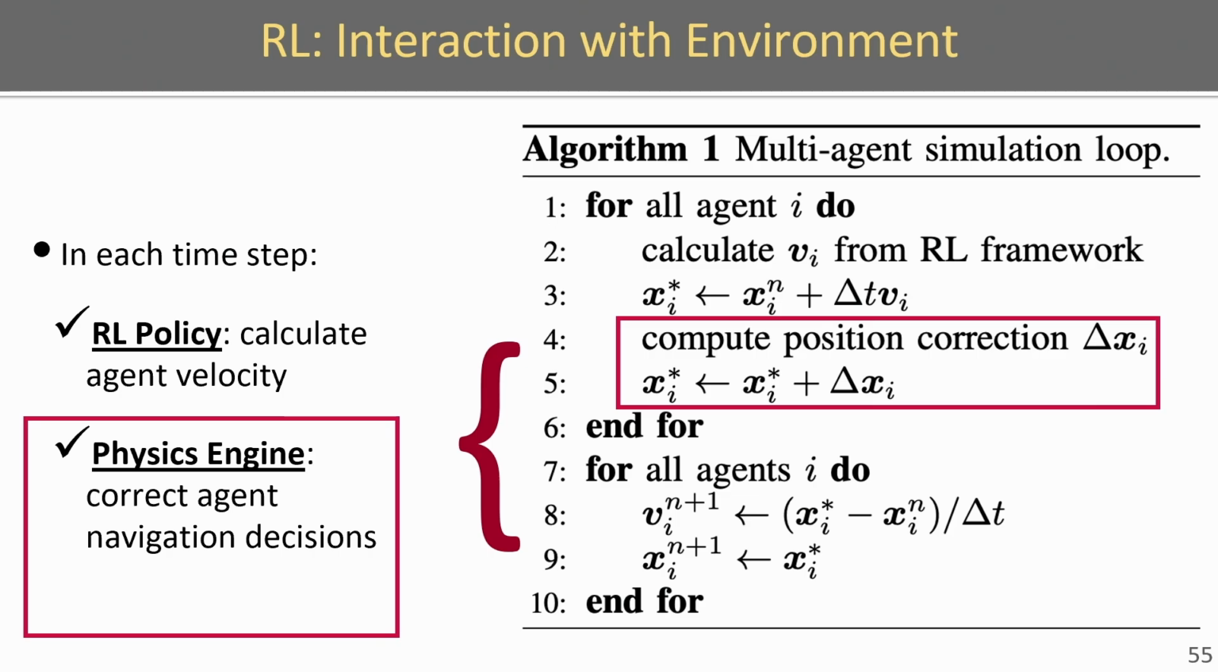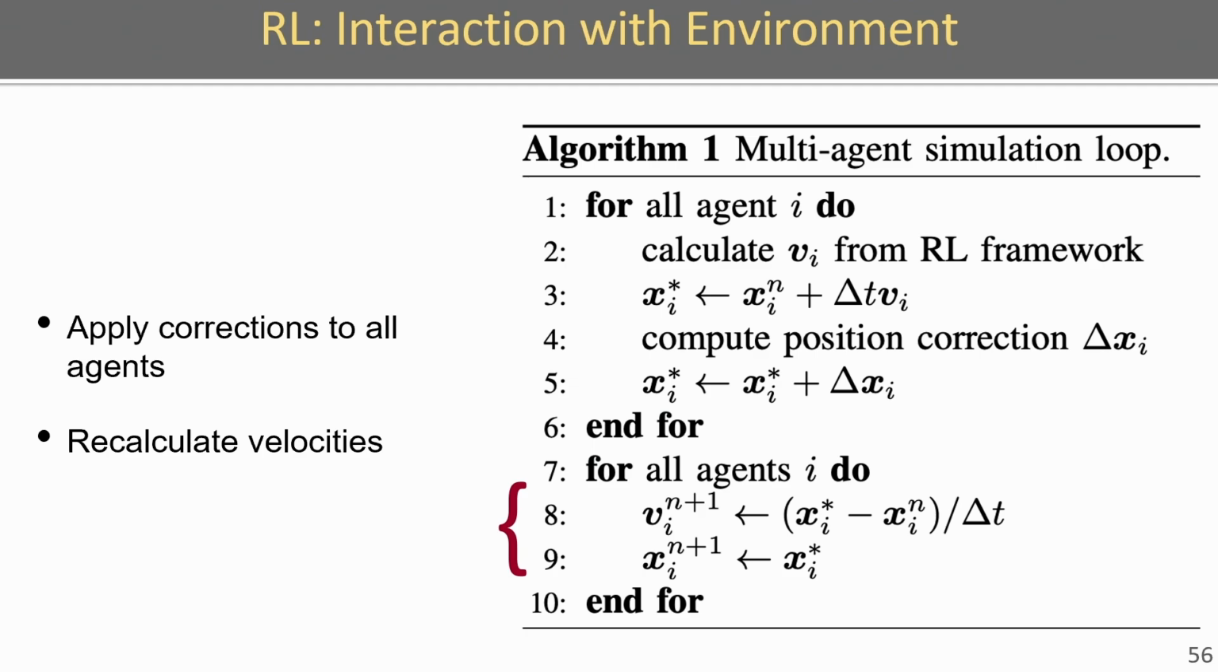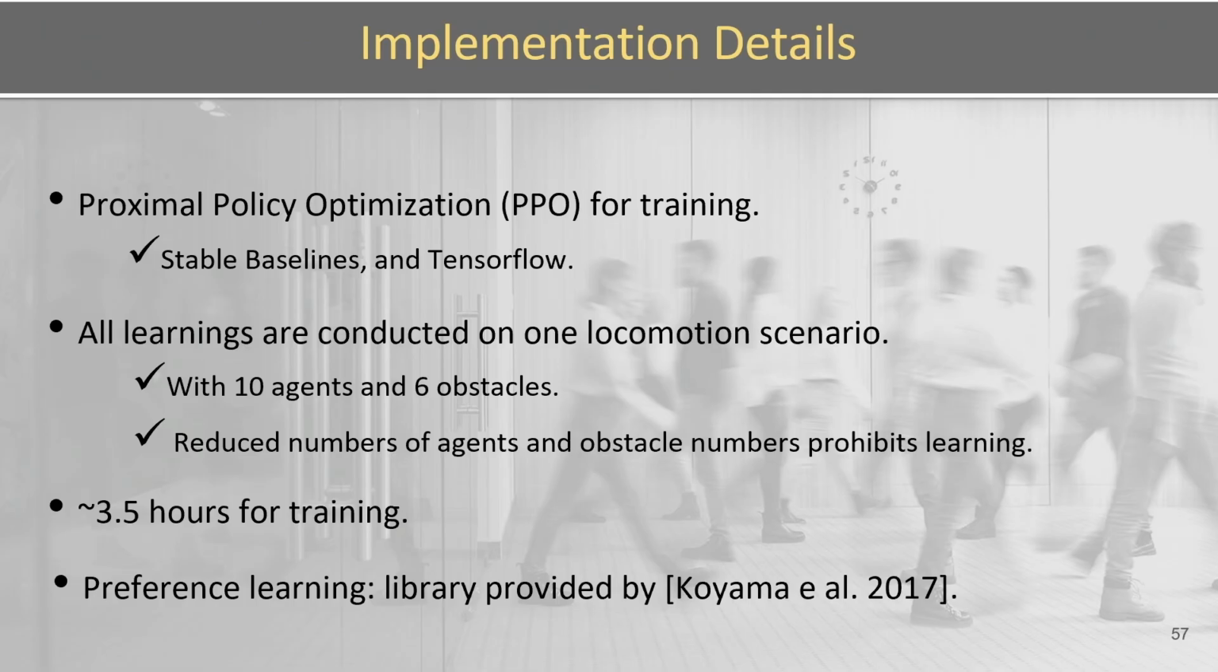And the position correction is applied for all colliding agents, and finally we calculate the velocities for all the agents. For implementation, we use Stable Baselines proximal policy optimization, where there is a scenario with 10 agents and 6 obstacles, and we randomly create start and goal positions in each episode of the training. Our training takes 3.5 hours for a single policy, and we use a library provided by Kwama for the preference learning part, which I'm going to discuss next.